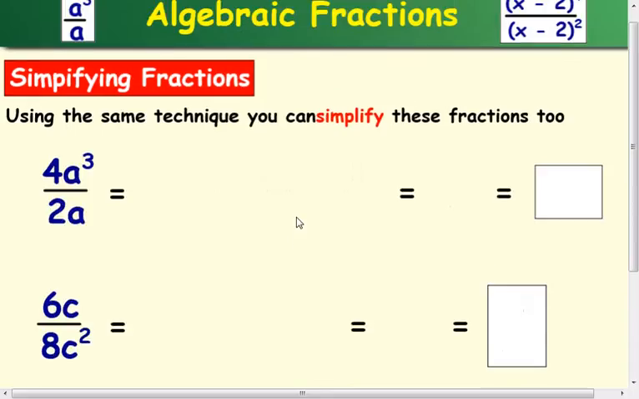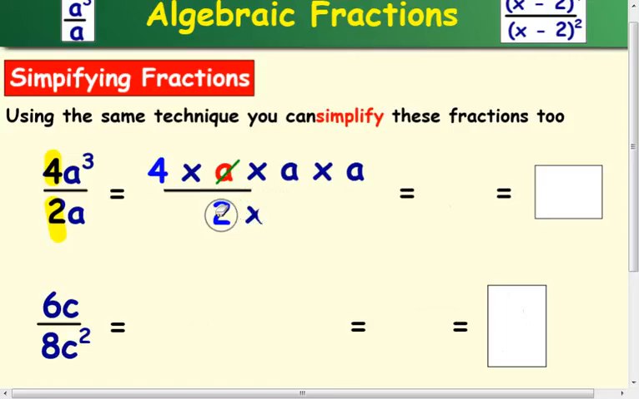Okay, let's look at slightly more complicated examples. We've got a 4 and a 2 here, which is the new aspect of this. So what you can do is the same idea. You can simplify the letters and also simplify the numbers. So let's write out the top line in a long way. That would be 4 times A times A times A. At the bottom you've got 2 times A.